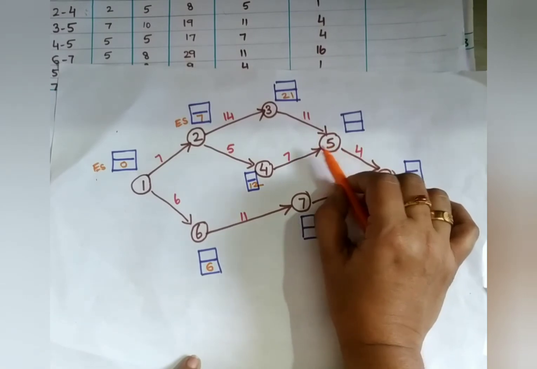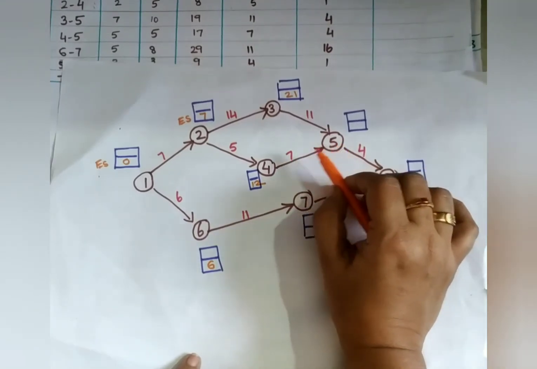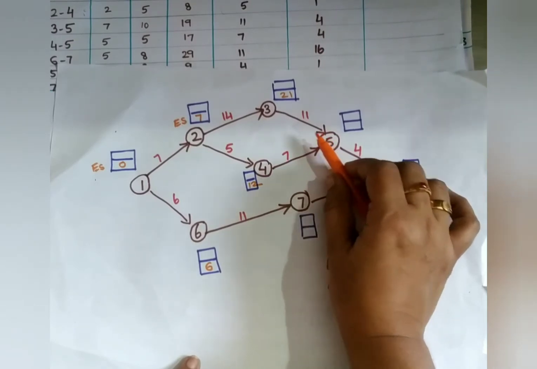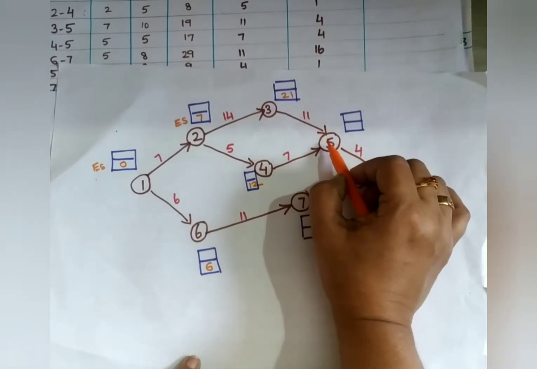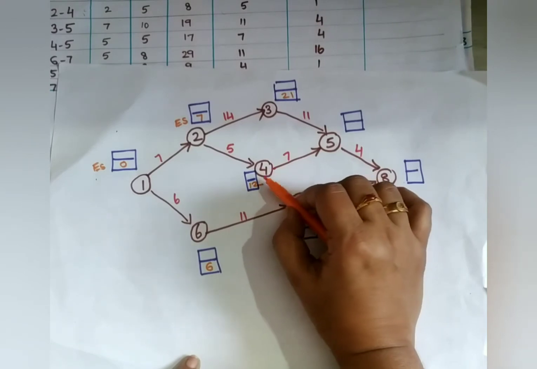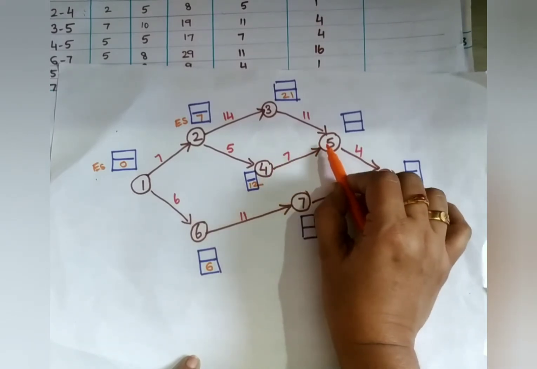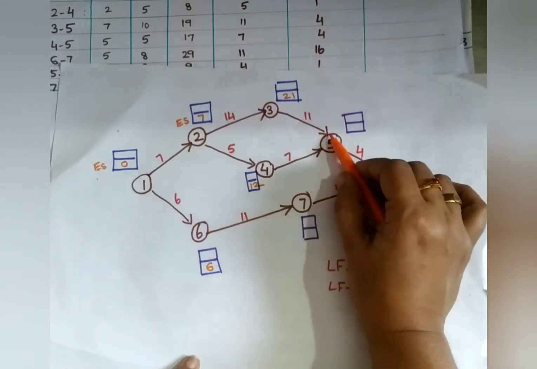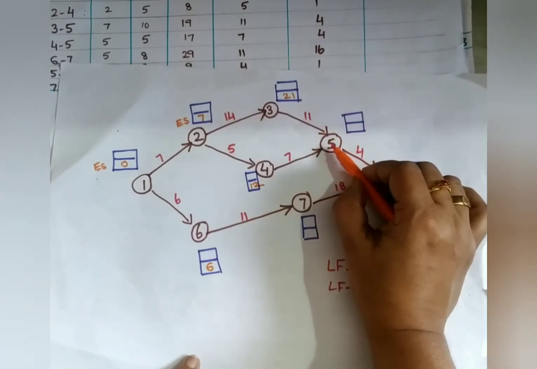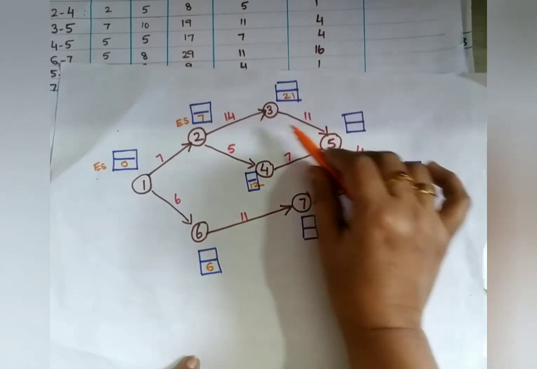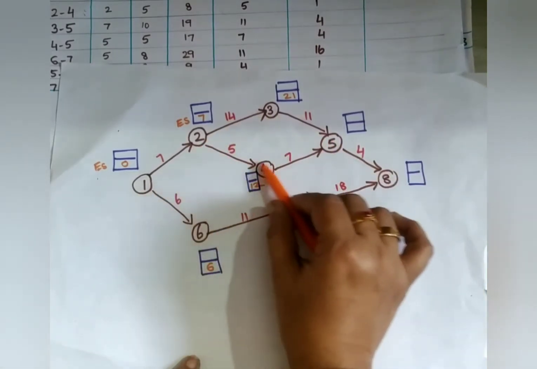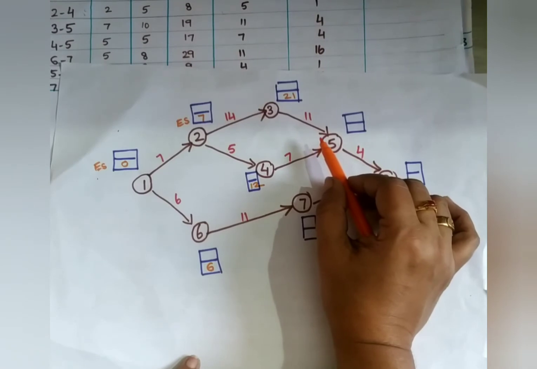Okay, 4 to 5. Here in this case you can see 12. Now 2 paths are joining this activity. Here 12 plus 7 can come, or 21 plus 11 can come. See this particular node. Here 2 activities are joining, that means I can come this way or this way. So what you have to do? You have to take the maximum.